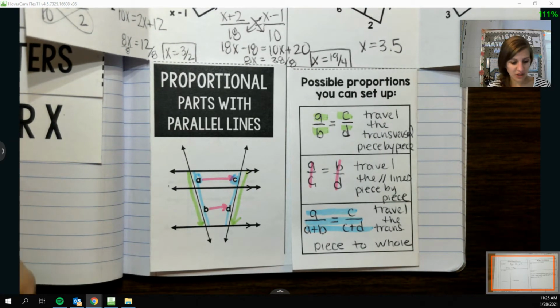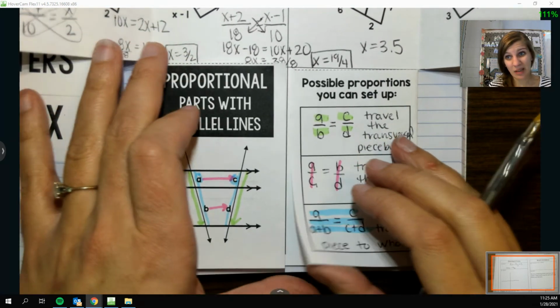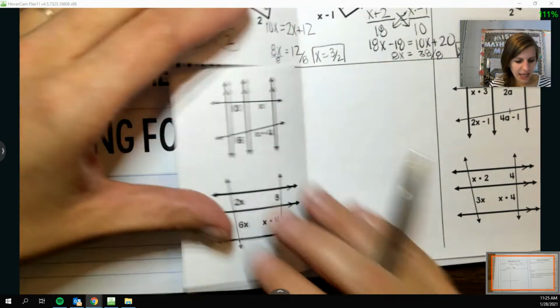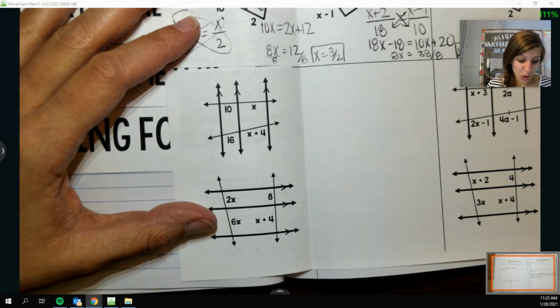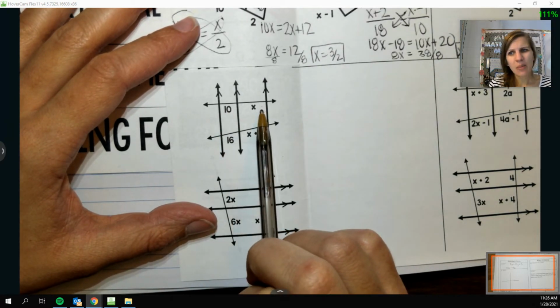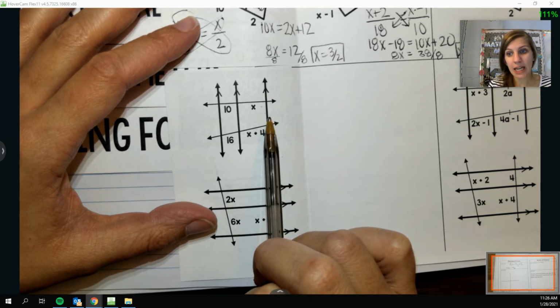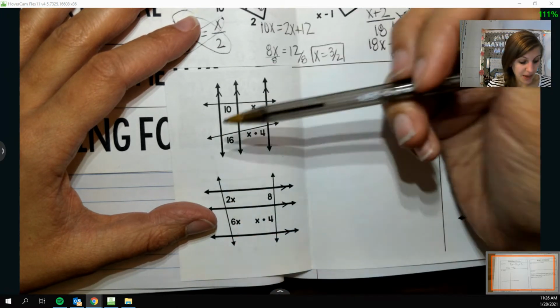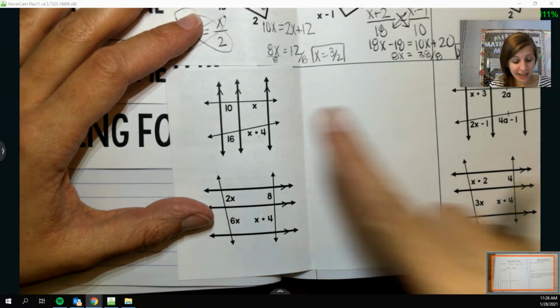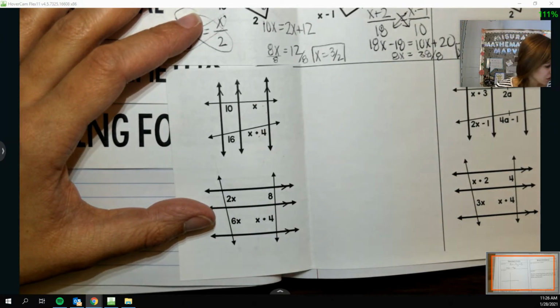So lots of different options there, which again just makes this kind of hairy. Okay, so let's try some. So I could do piece to the whole. That's kind of making it more complicated than I need it to be. I could also travel along the transversal. There's lots of different ways we could go about that. Actually, with this one, that's kind of simple. Let's show you two ways.